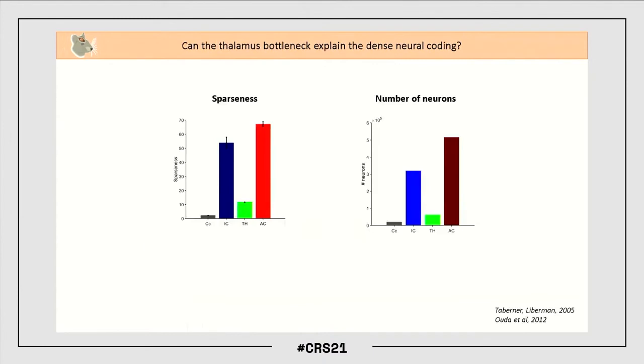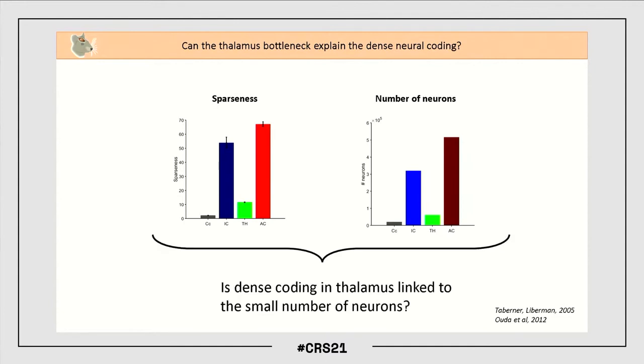Well, maybe it's linked to the architecture of the auditory system. So here you can see the same graph for sparseness on the left, and on the right, the number of neurons for each area. And I hope it sort of pops out at you that these are very similar, and that the thalamus is a very specific region that is a very narrow bottleneck between the colliculus and the cortex. So we wondered, could it be that because the thalamus is a bottleneck, it has to rely on dense coding? So in a hand-wavy fashion, this means that since all the auditory information is being squeezed into very few neurons, all these neurons have to respond to the sounds in order to preserve the information.